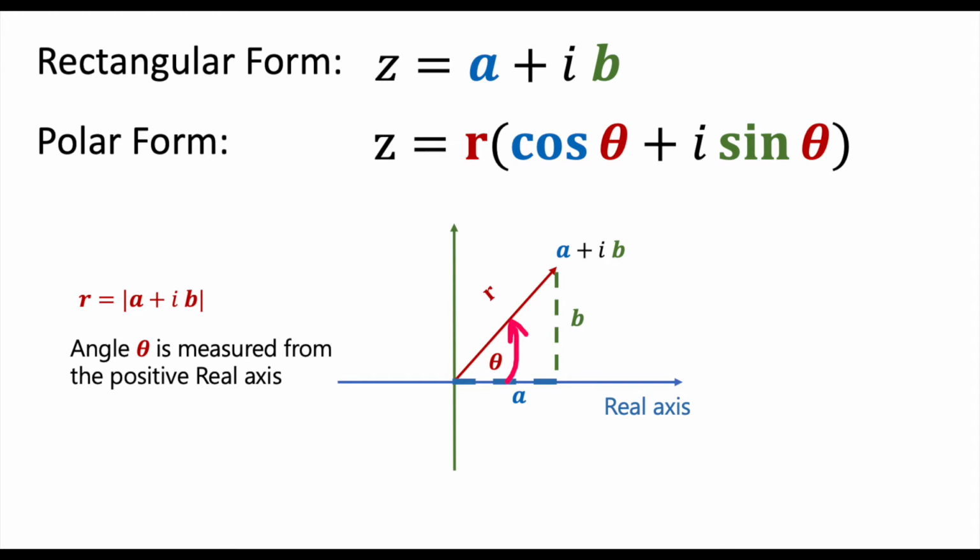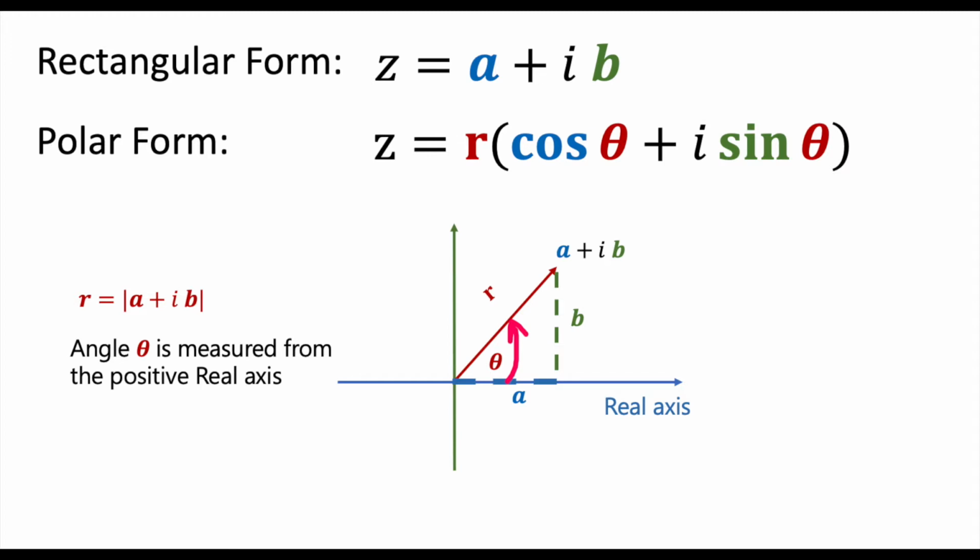Hello again, we look at the polar form of a complex number in this video. These are the two forms. Rectangular form, you should be familiar with it, and polar form, you only need r and theta. R is the absolute value of your complex number, which is the length, and theta is the measure of the angle between the positive direction of the real axis and our complex number.